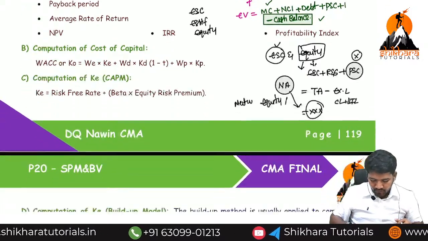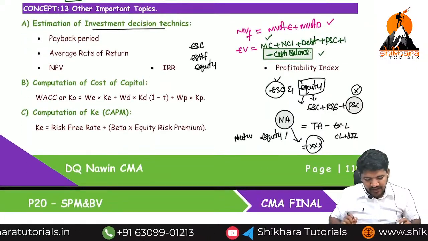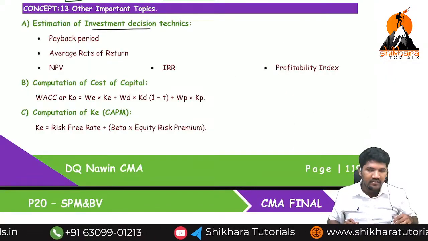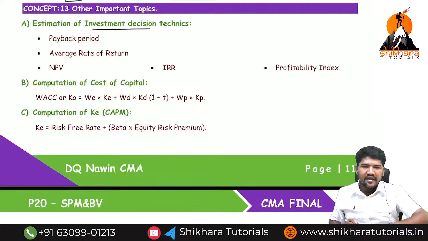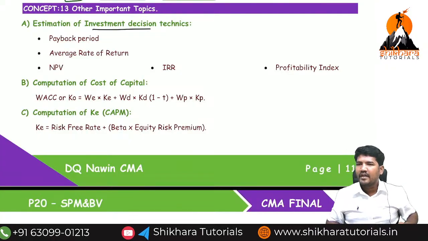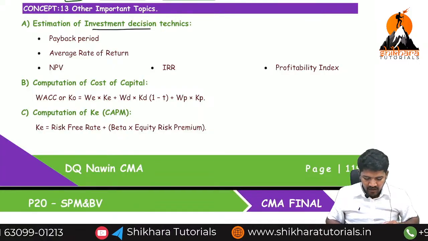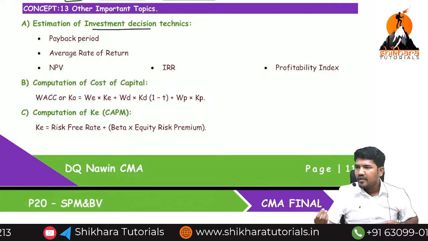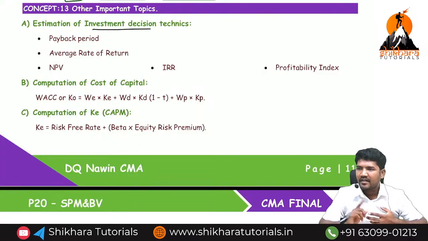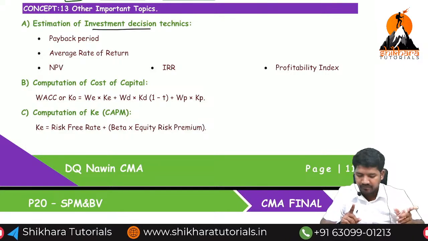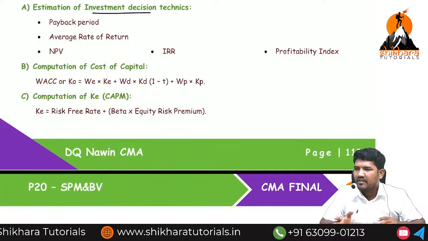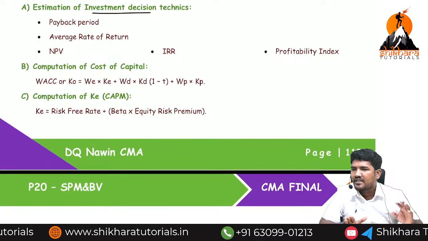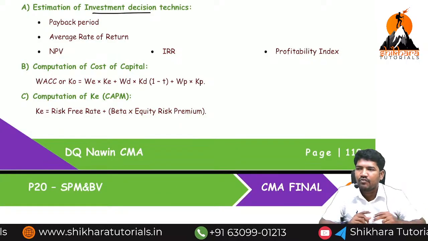Okay, done. Now when it comes to investment decision techniques, you already know what payback period means. What does payback period mean? How many days will it take to recover my investment? Average rate of return: how much am I getting from that project? NPV, I already explained in the previous class. IRR, I said I will explain at the time of the YTM model. Profitability index is as simple as NPV. NPV is expressed as a rupee answer, PI is expressed as a times answer: present value of cash inflow divided by present value of cash outflow.